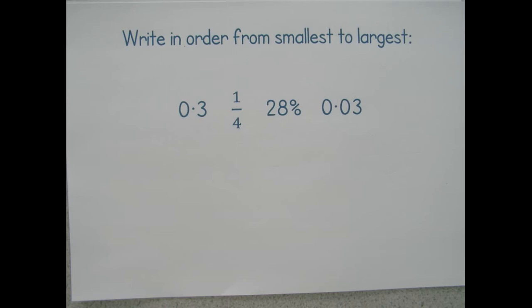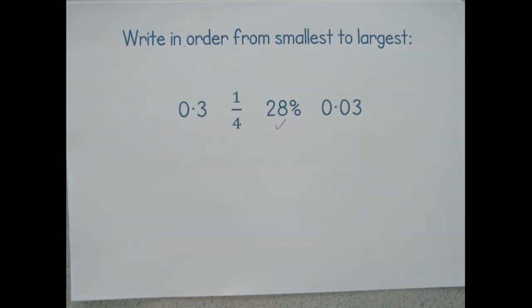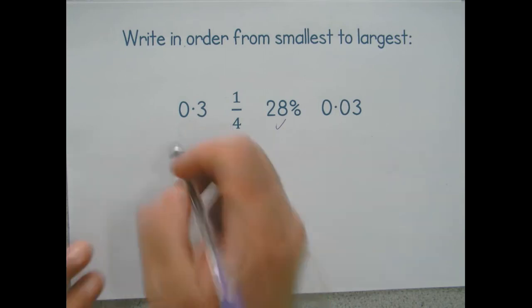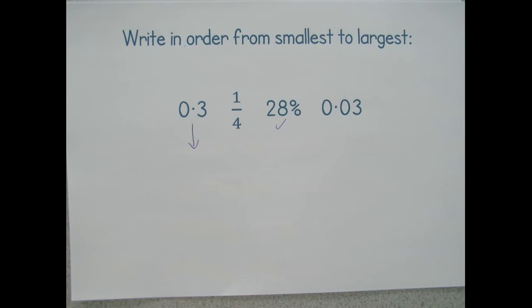Now in this case, I think it lends itself well to change everything into percentages. So that 28% is already a percentage. Decimals and fractions here, let's change these. 0.3. Okay, you could times by 100. That will change it to a percentage. If you've got a fraction or a decimal, timesing by 100 will instantly give you the percentage.